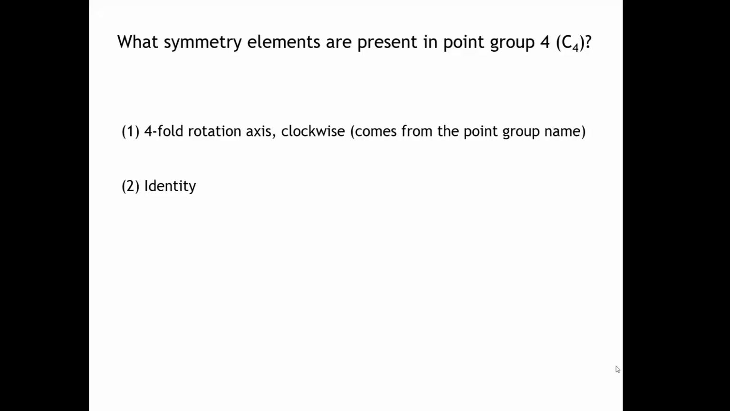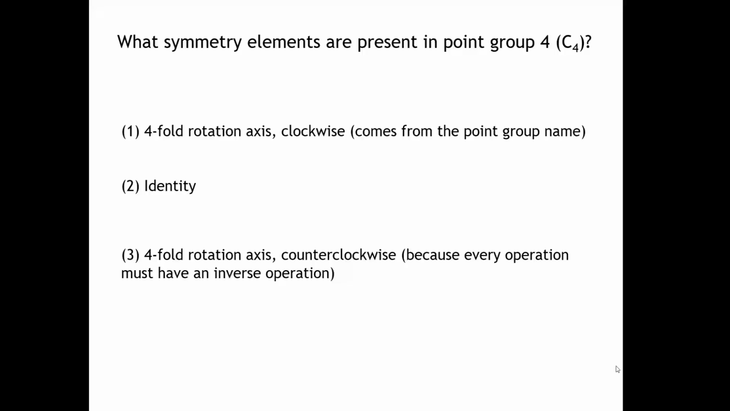However, we have to remember the other properties, the property of inversion and the property of closure. The fourfold rotation axis must have a symmetry operation that is its inverse, that undoes everything that the fourfold rotation axis does, and takes it back to the original position. The only thing that's going to do that would be a fourfold rotation axis that's counterclockwise. So we see that in this point group there are 2 fourfold axes. They're coincident, right on top of each other, one which goes clockwise and one that goes counterclockwise.